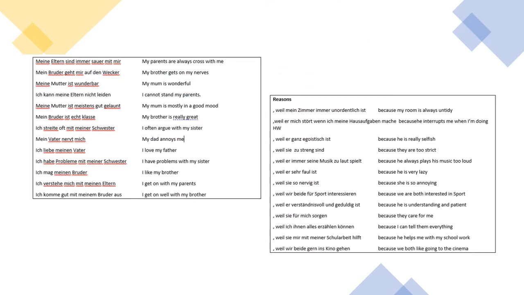In this task, what I'm looking for you to do is to try and construct some lengthy sentences, some complex sentences. So on the left hand side you've got a grid with ways you could start off a sentence, talking about how you feel about certain members of your family, and then in the second half you have got reasons why that might be the case.